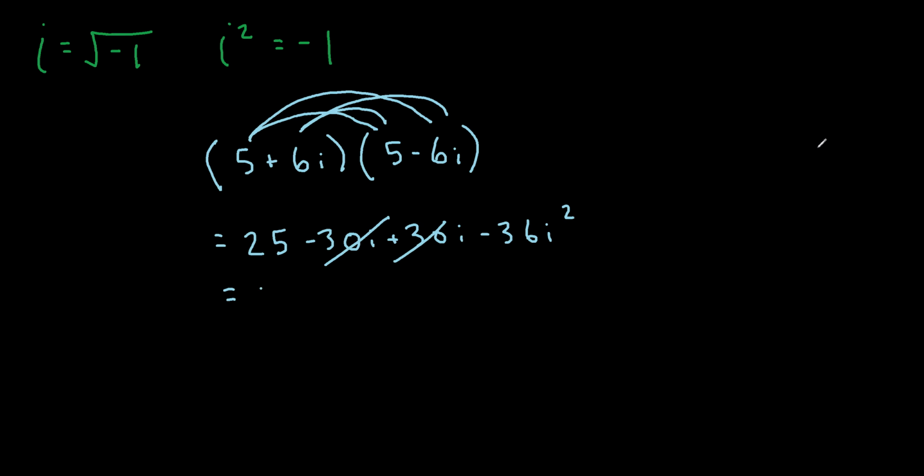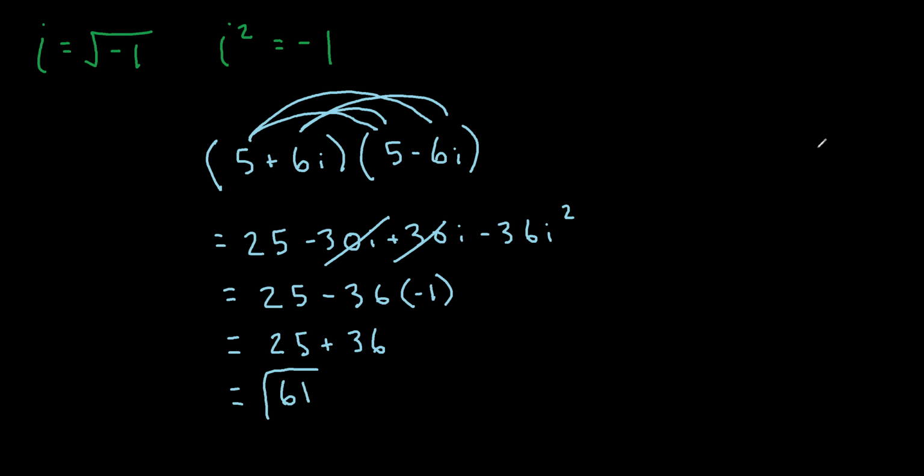So we're left with 25 minus 36i squared. And remember we said i squared is -1. So this is really just times -1. So 25, a -36 times a -1 is a positive 36. So we'll write 25 plus 36. And that is just 61. So it turns out that the answer is just 61, just a constant.